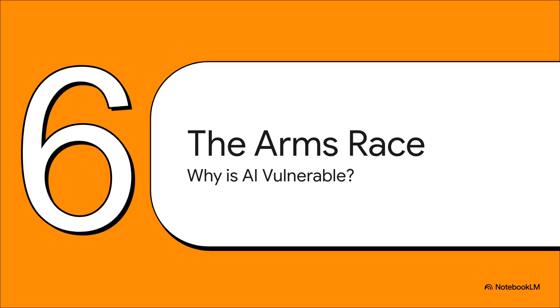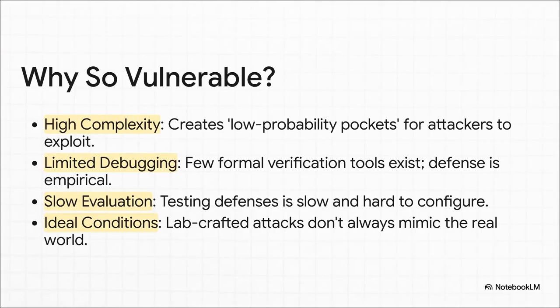So all of this leads to the biggest question of all. Why is this so hard? I mean, if we know about all of these vulnerabilities, why can't we just fix them? Well, the answer really lies in the fundamental nature of AI itself. Honestly, the biggest reason is just the mind-boggling complexity of these models. They create these weird little edge cases, what experts call low-probability pockets, that the AI never saw during training. But a clever attacker can hunt for these pockets and exploit them.